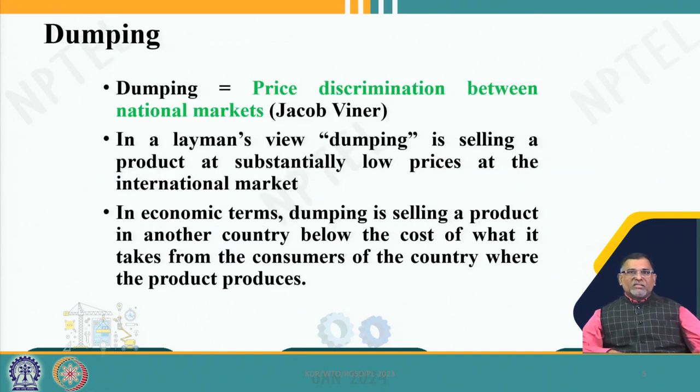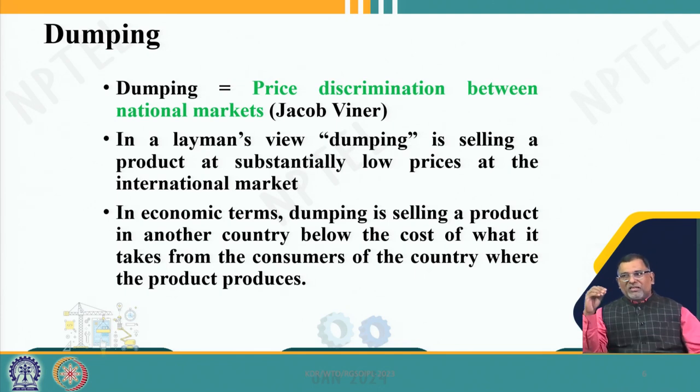Dumping has been defined by different economists, and Jacob Viner is one of the important economists who wrote about dumping. What he said is that this is price discrimination between two national markets, and it has nothing to do with the international market.